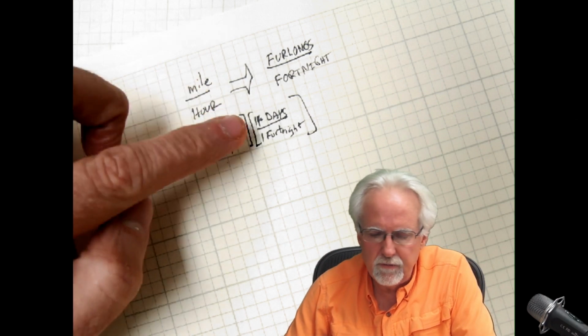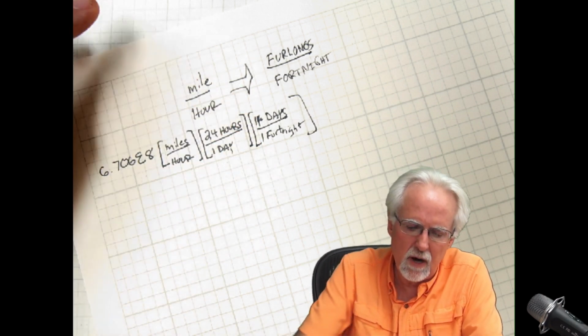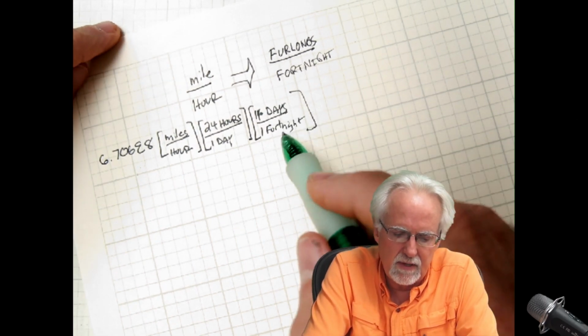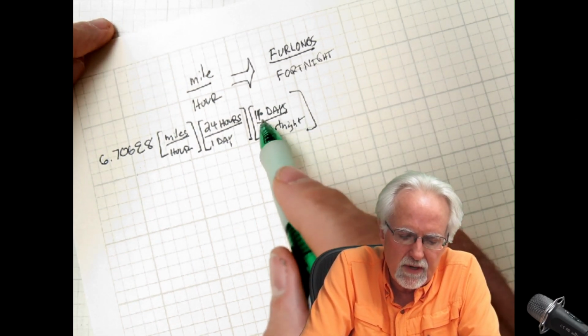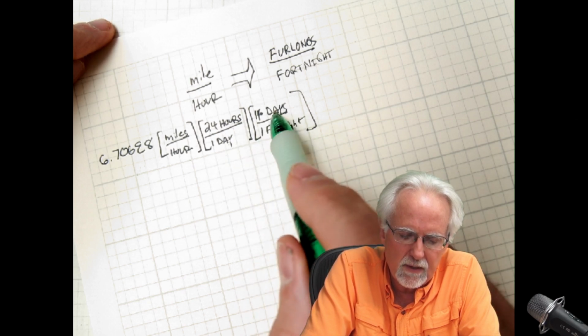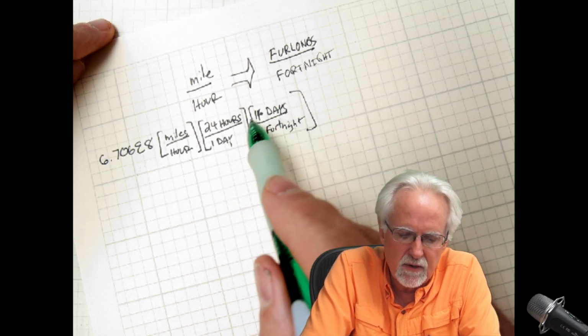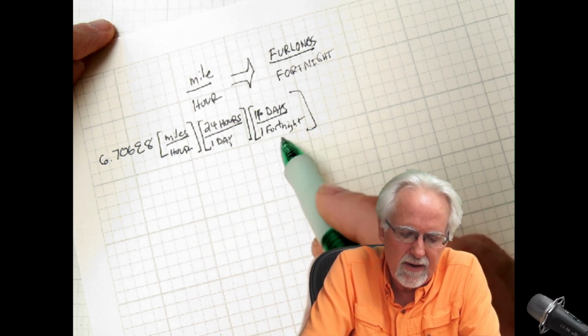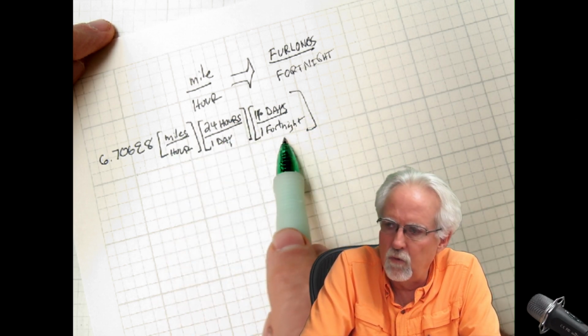Okay, I could have put fortnight on top and days on bottom, but you can do it either way because they amount to the same thing. But why did I put the days in the numerator and the fortnight in the denominator? Because I wanted to get rid of days. So days over days makes 1, hours over hours makes 1, and now I am in miles per fortnight.